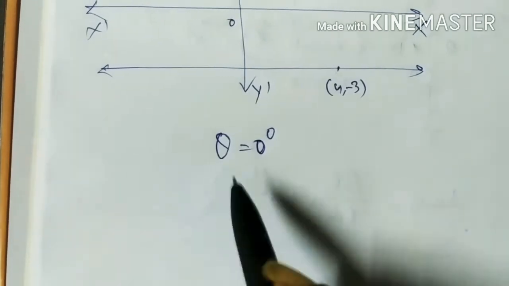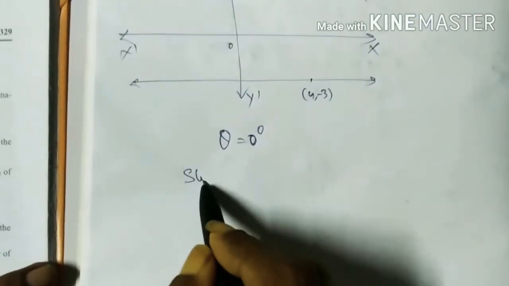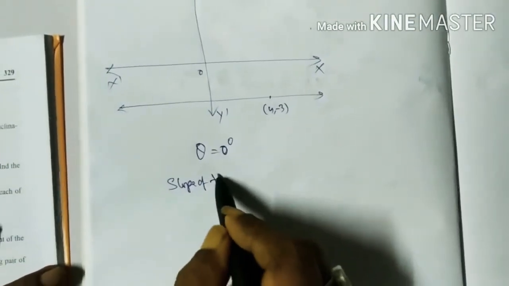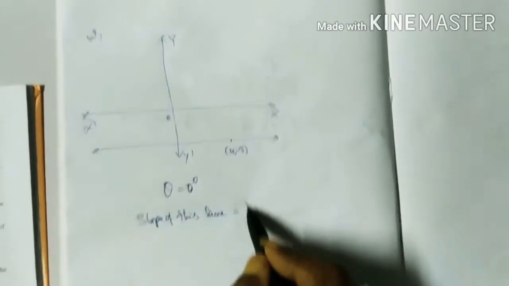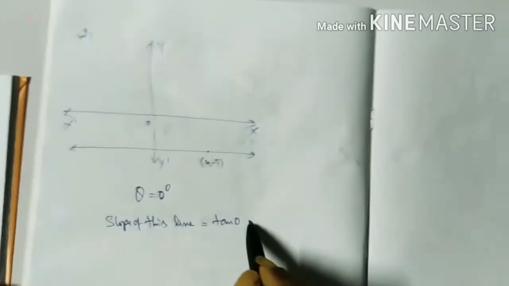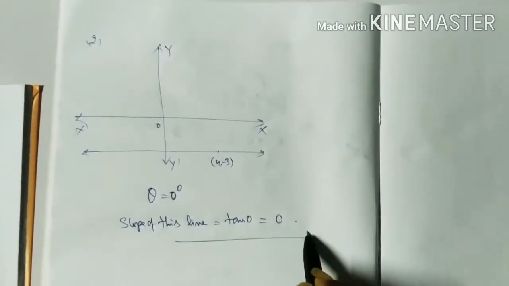And the slope of this line will be equal to tan 0, that is equal to 0. This is your answer.